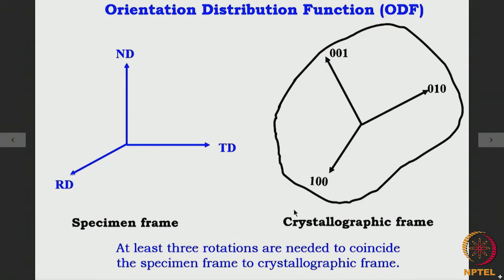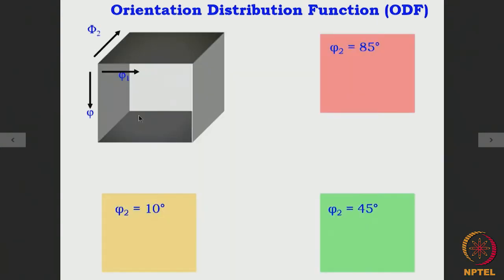Similarly, for a second grain within the specimen, it has a different crystallographic frame, and again we find out the corresponding phi 1, phi, phi 2 values in order to make the two frames coincident. So, instead of describing the orientation of a grain by HKL UVW, we define the orientation of a grain by specifying the three angular rotations to be given to the specimen frame in order that the crystallographic frame of a grain can coincide with it.